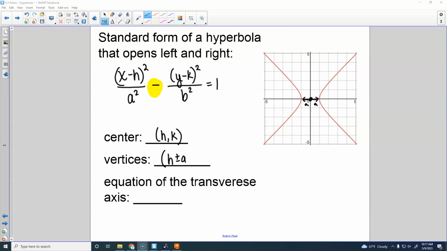Maybe it'll work now. So you would go to the right or left a. The y value right here would just stay the same. And the equation of your transverse axis, the transverse axis is the one that goes through the hyperbolas and actually crosses them. It's going to be a horizontal line. It passes through the center. Horizontal lines are y equals. So it's going to be y equals whatever that k is for this.